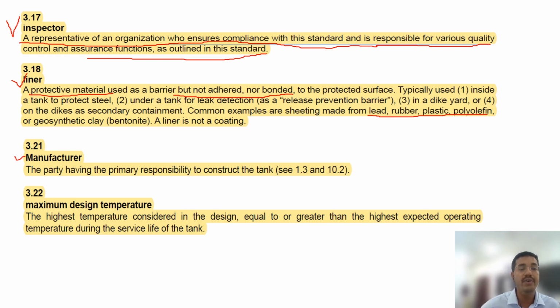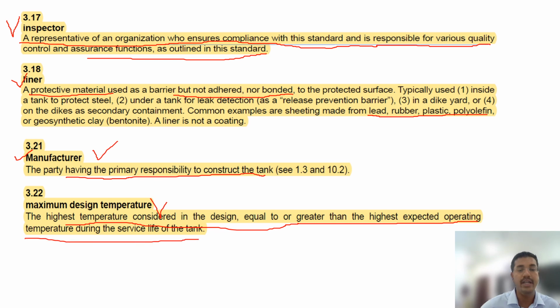Manufacturer, who is the manufacturer? The party having the primary responsibility to construct the tank. The EPC company who constructs the tank is called the manufacturer. Maximum design temperature, as I explained earlier: the highest temperature considered in the design, equal to or greater than the highest expected operating temperature during the service life of the tank. So the highest temperature at which it will operate is called the maximum design temperature.